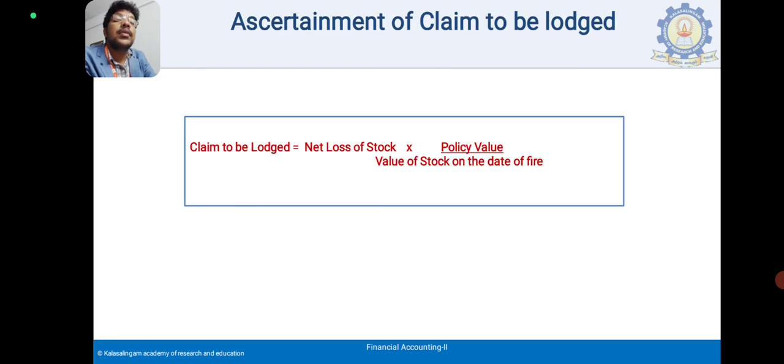Next step, you need to calculate the claim to be lodged. So how can you calculate the claim amount? By using this formula, that is net loss of stock into policy value divided by value of stock on the date of fire.